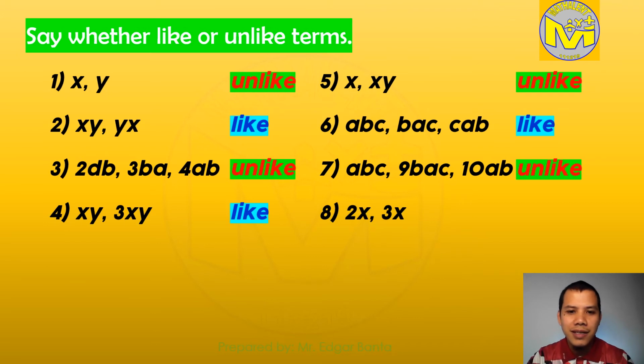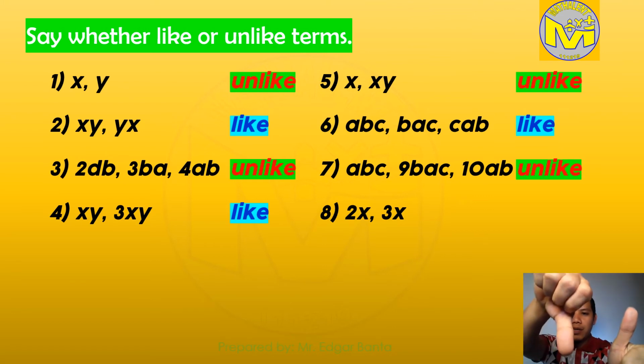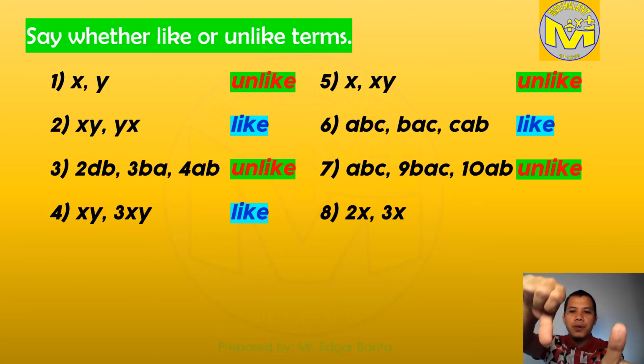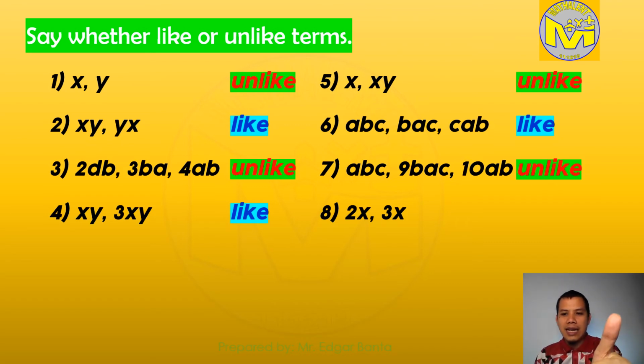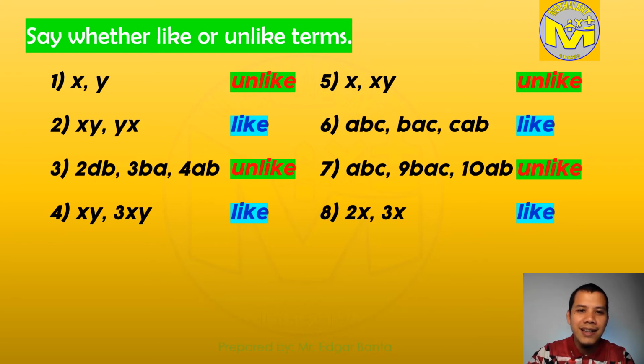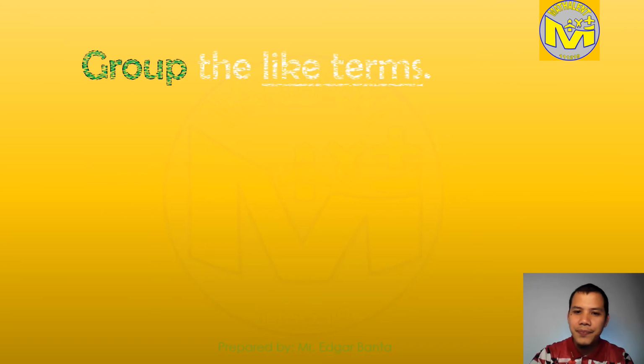Good. Number 8. Just the x. We have 2x and 3x. What do you think? Like or unlike? They are like terms. Good. Let's go to the next slide.